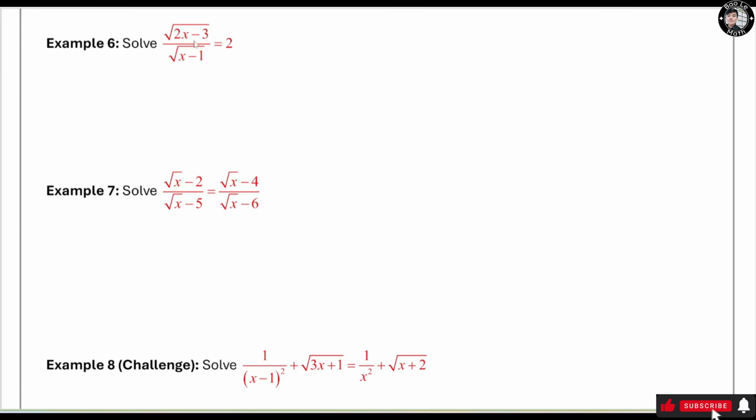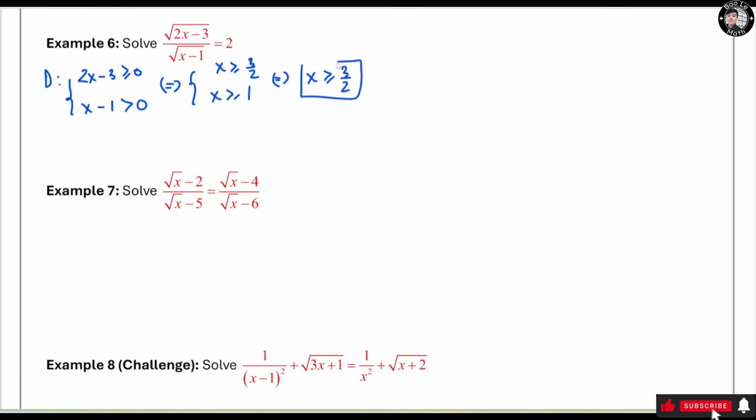Now example number 6. We need to find the domain: 2s minus 3 greater than or equal to 0 and s minus 1 greater than 0 because it's on the denominator. So if this one equals 0, the whole thing is undefined, right? Now we're going to solve this one, s greater than or equal to 3½, right? And s greater than 1. Combine these two guys, we have s greater than or equal to 3½ is the final domain, right?